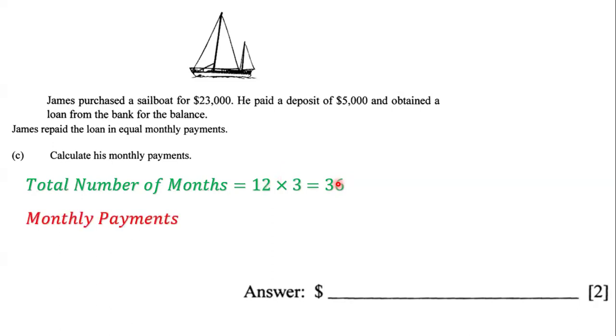Next, we need to determine his monthly payments, which is going to be 23,130, right? That's the total amount that he has to pay back, 23,130 divided by 36. When we divide it by 36, we get $642.50. And so that means that each month for 3 years, he has to pay $642.50. And that's the answer to this question.